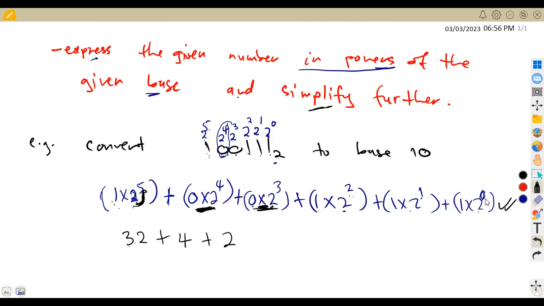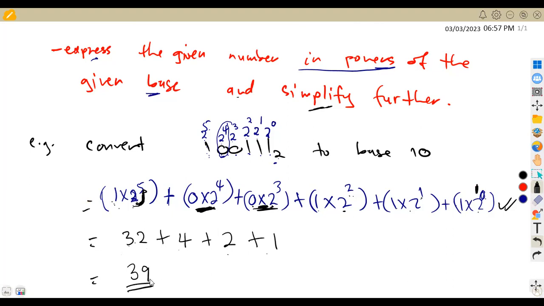The same thing, 2 to the power of 0. That's 1. Then 1 times 1, which is what? Which is 1. Are you getting the sense there? Yes. All right, so you can add 32 plus 4, which is 36, plus 2, 38, plus 1, which is 39. 39. Exactly, so this is 39 in base of 10.